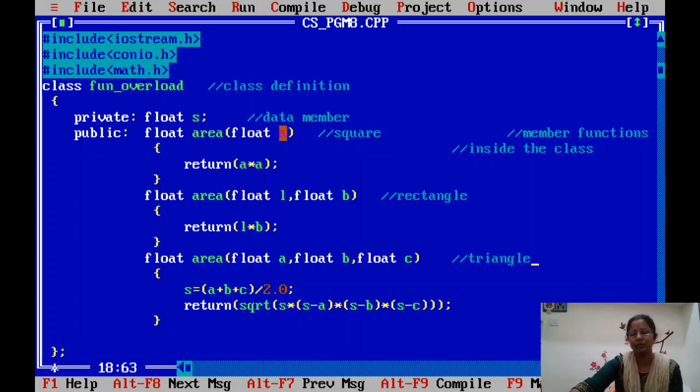Whatever value A receives will be multiplied two times, then you will get the area of the square. Whatever values of L and B you get will be multiplied, and you will get the area of the rectangle. Whatever values of the three different sides you get will be added and divided by 2. First you will get the semi-perimeter. Using that semi-perimeter, we are finding the area of a triangle. Once the calculation has been done, your function will return the value.